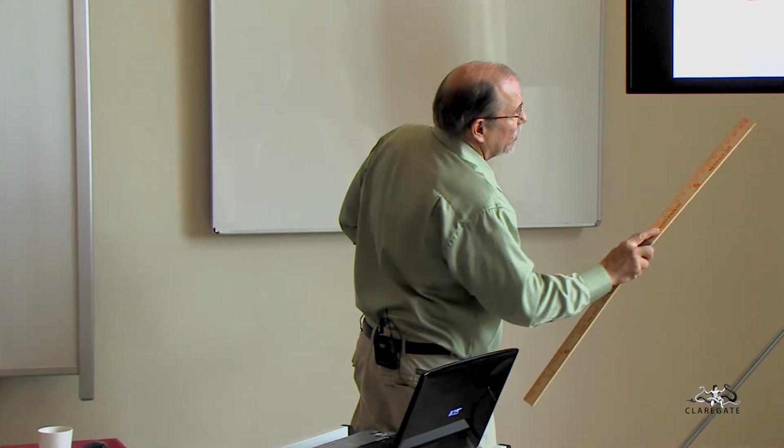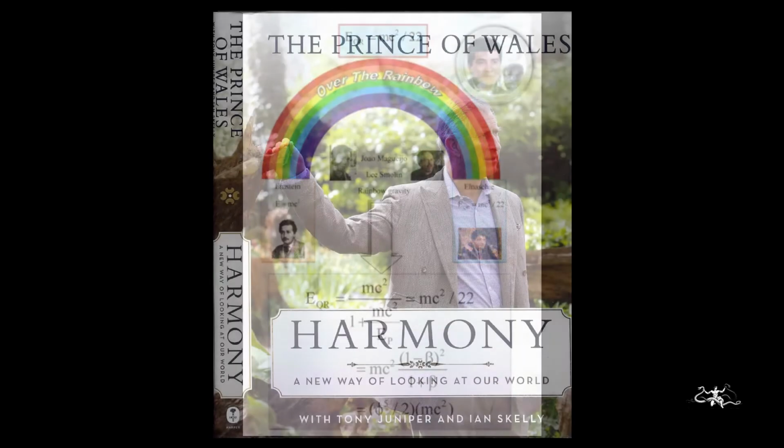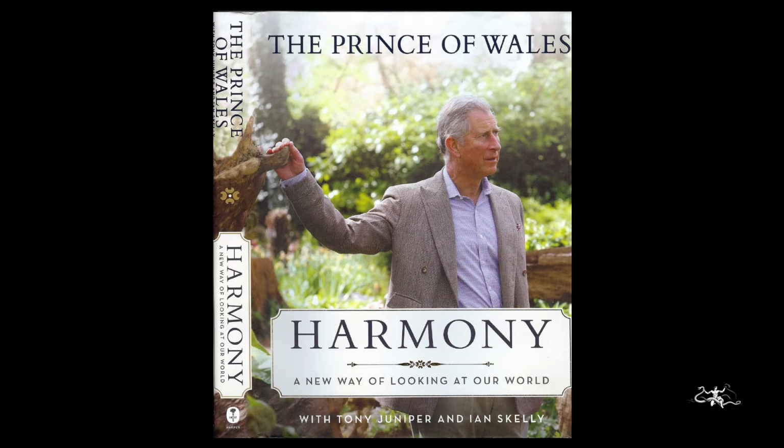Some of you are looking for formulas and the value of this new equation that he's discovered. Here's phi to the fifth divided by 2 times mc squared, the mass times the speed of light squared. Prince of Wales, Harmony, a new way of looking at our world. It's an incredible book right here, published in the United Kingdom.